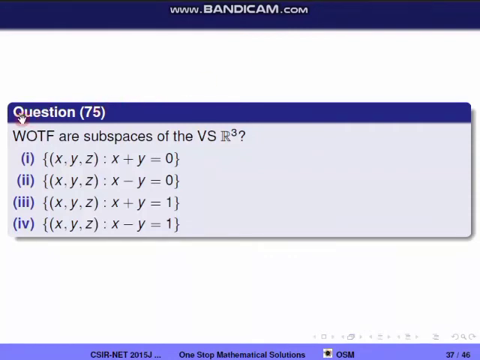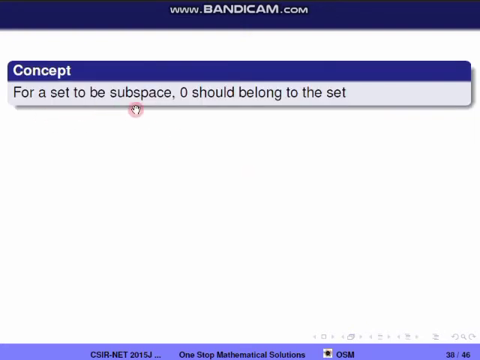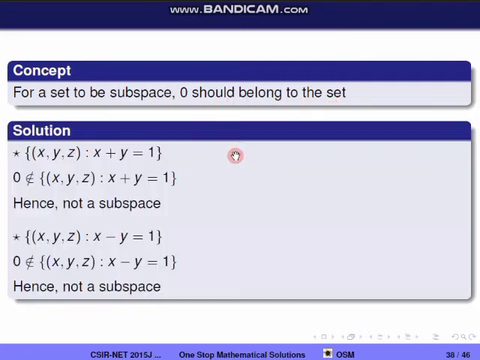Next question, question 75. Which of the following are subspaces of the vector space R3? So we have to find which of the options are subspaces. For a set to be a subspace, 0 should always belong to that set. So we know that the last two options are not subspaces because 0 doesn't belong to that set. Suppose 0 belongs to this set, then 0 plus 0 is equal to 0 and it is not equal to 1. So 0 doesn't belong to this set. Similarly, you can show that 0 doesn't belong to this set also.